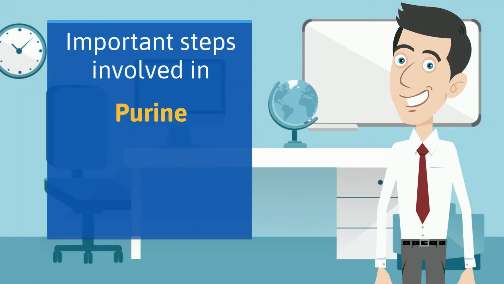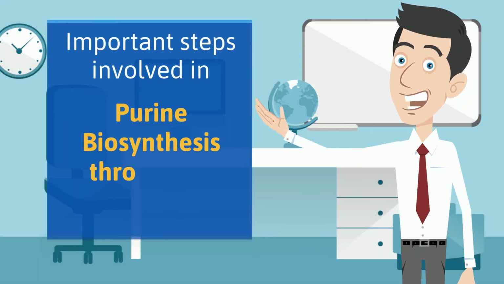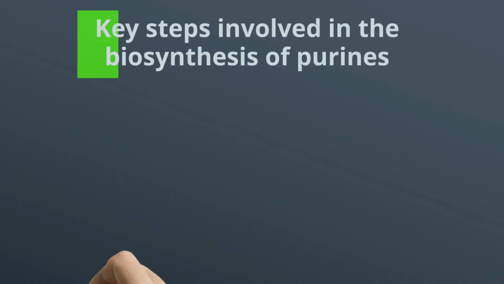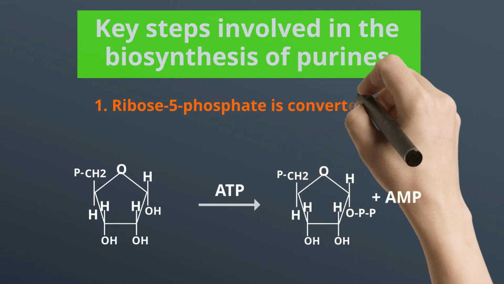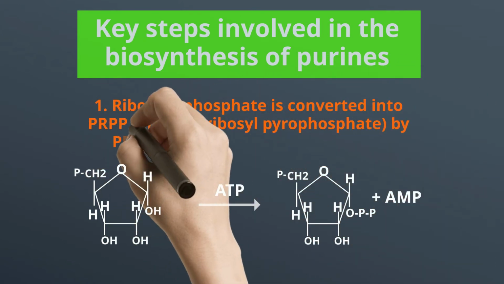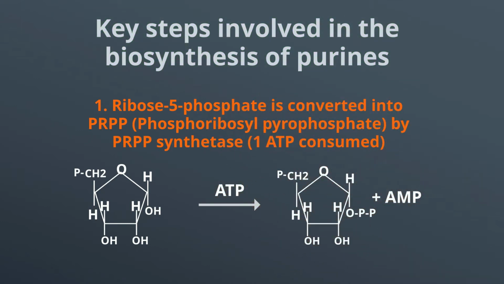Now we will discuss the important steps involved in the purine biosynthesis through de novo pathway. Key steps involved in the biosynthesis of purines. Step number 1, ribose 5-phosphate, as provided by the pentose phosphate pathway, is converted into PRPP, phosphoribosyl pyrophosphate, by PRPP synthetase, in a step requiring 1 ADP.